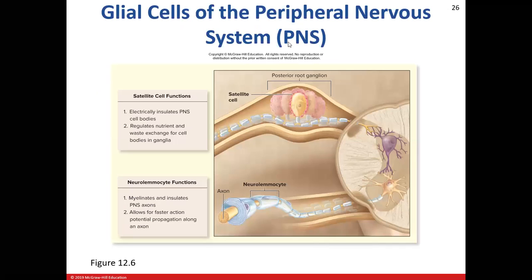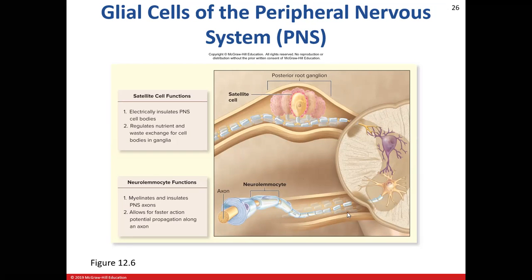So we take a look at the glial cells of our peripheral nervous system. Here we have our neuron. This is a unipolar cell. Here we have our satellite cell. And it, again, surrounds the cell body of our neuron.